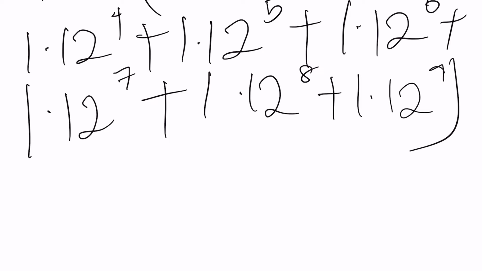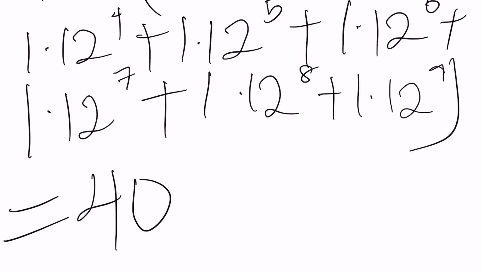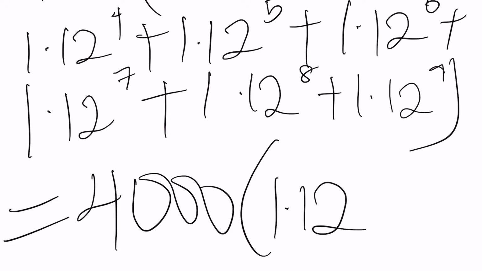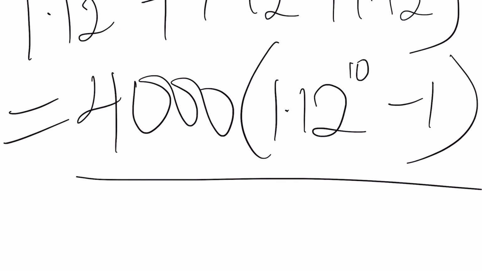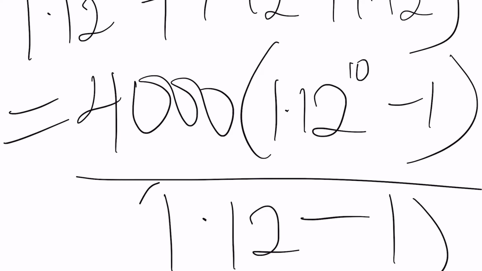Now, it is important to know that the terms in this bracket are in geometric progression with a first term of 1 and a common ratio of 1.12. So we can use the formula for the sum of a geometric progression, where we have it to be 4,000 into bracket 1.12 raised to power 10 minus 1 over 1.12 minus 1.